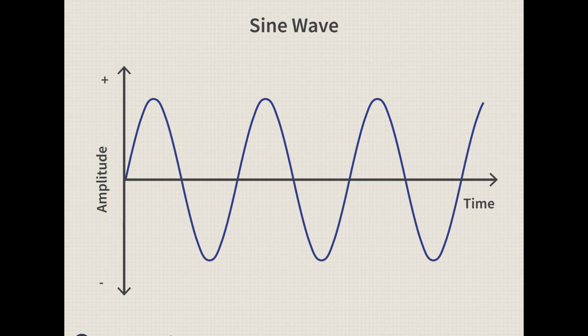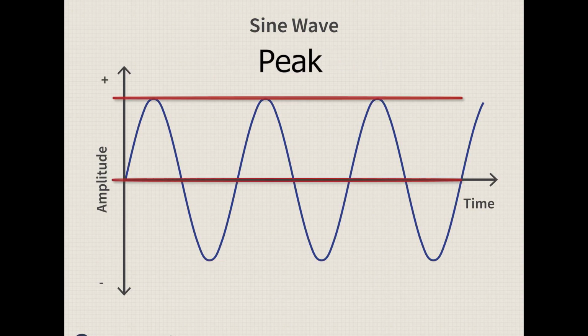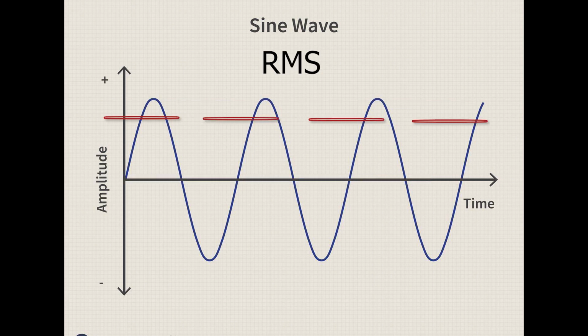These values can be represented in three different ways as well. Peak to peak, which is the amplitude from the highest peak in the captured time waveform to the lowest peak. Peak, which is the maximum amplitude from the center of the time waveform. Or RMS, where an average is derived from the overall time waveform.